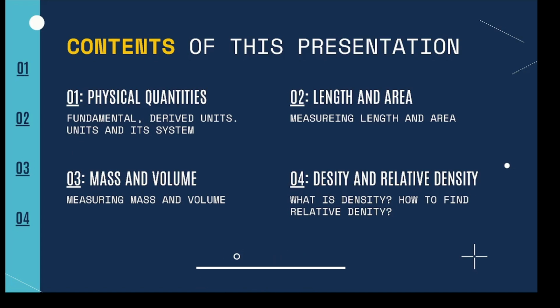Now, what is a physical quantity? The quantities that can be measured are called physical quantities. So it's a very simple definition. I can measure a centimeter with my scale, so it's a physical quantity. Just like that, I can measure force, length, area, volume, and many other things. So all of those are physical quantities.